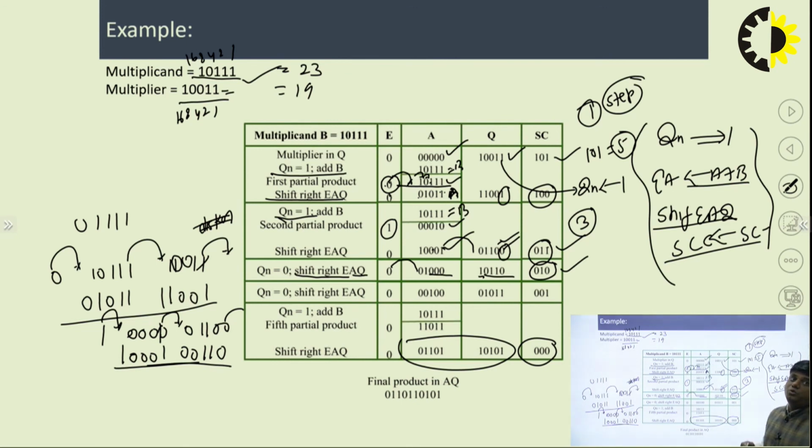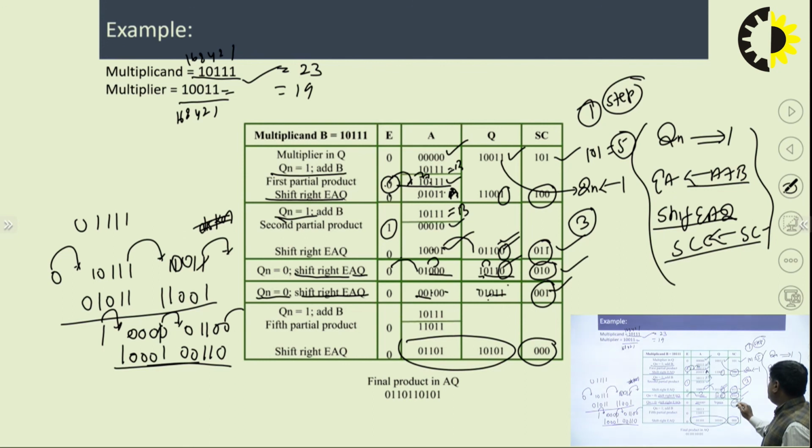It means again we move to the next state and check the QN. This time again QN is 0. QN is 0. Shift EAQ and SC is equal to SC minus 1. It means this 0 is shifted from here, 1 is shifted from here, and the last 0 is shifted from here and this 1 is shifted from here, 0 0, and this 0 is discarded. 1 1 is your last bit and SC is equal to SC minus 1. 2 minus 1, that is 1.